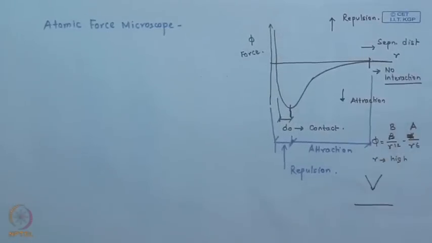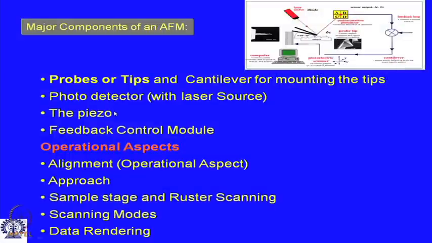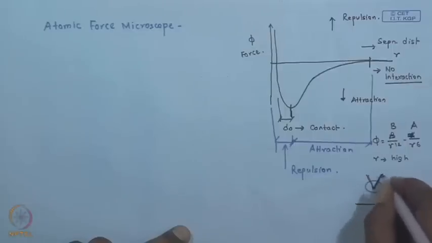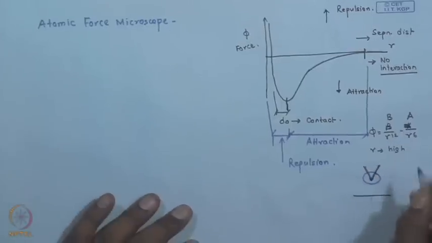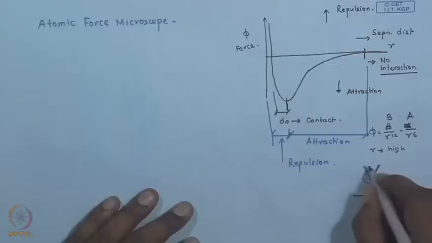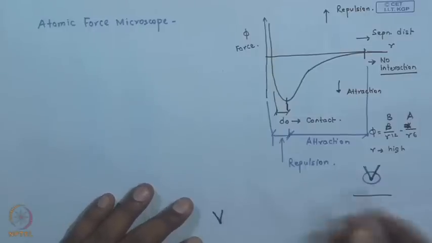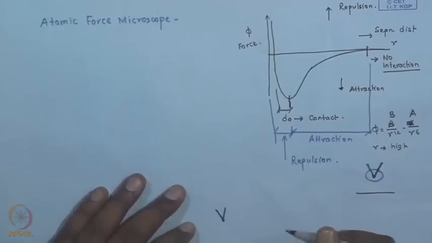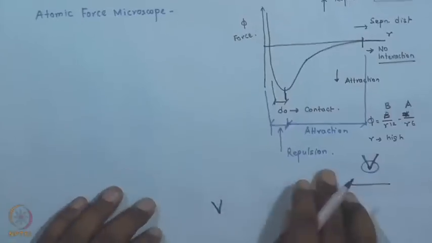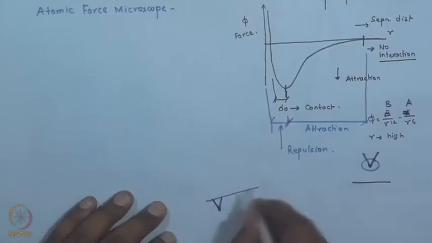So here are some of the critical components. Firstly, the probes or the tips. We already have seen a tip like this, which is an AFM tip, different from an STM tip. This tip is often mounted to a cantilever, so you actually have two components. One is the tip itself, which is very, very sharp. We are coming to the material of construction and things like that. And it is mounted to a cantilever.